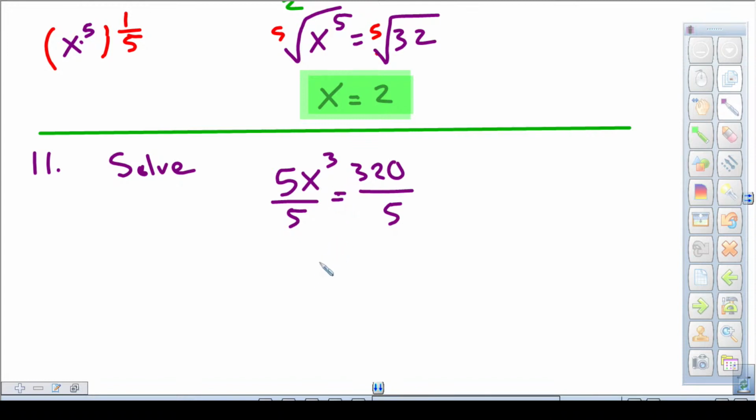64. Okay, so I've got x cubed equals 64. And what is the number that is multiplied by itself 3 times that gives you 64? Here we go, 4. So you take the cubic root of both sides, and you'll find out that your x is going to be 4.